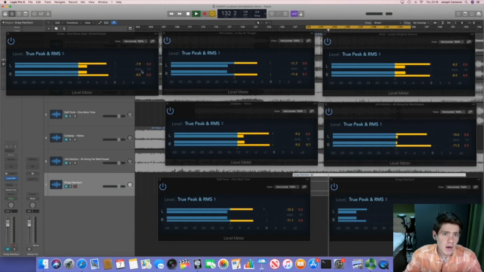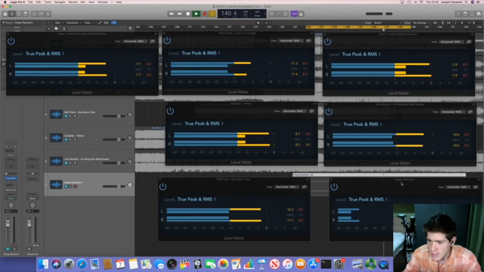But here you see RMS. And for now, we can take that as a measure of average loudness over the whole song. And we can also see true peak values as well. So that is the loudest instantaneous volume in that song. And we can just see how different they are.